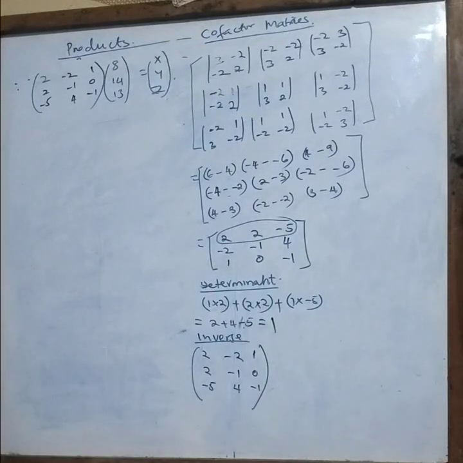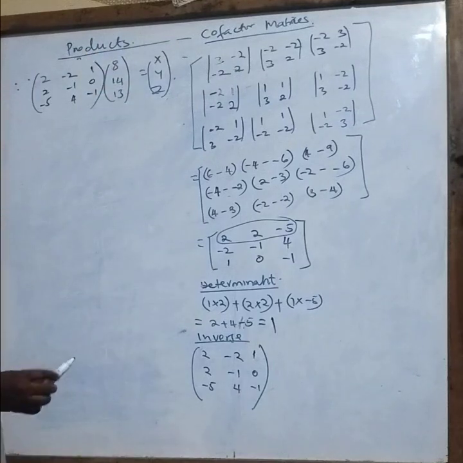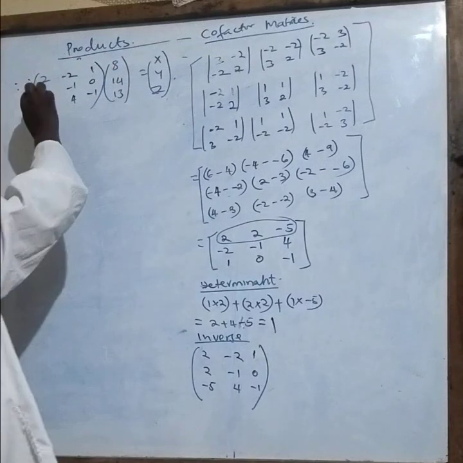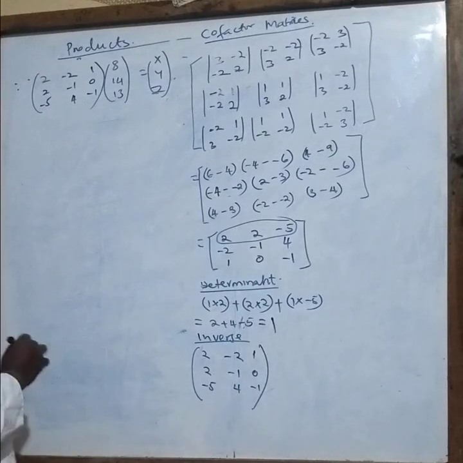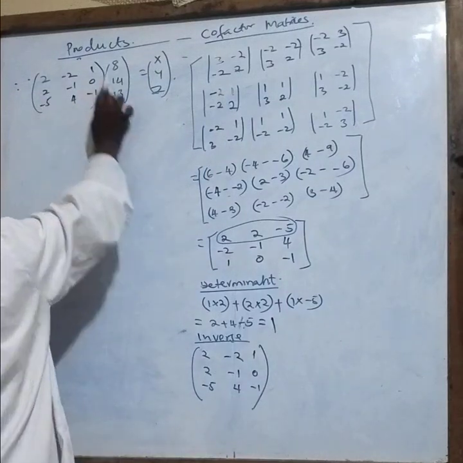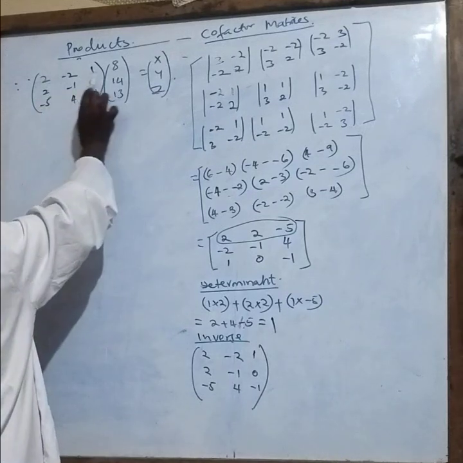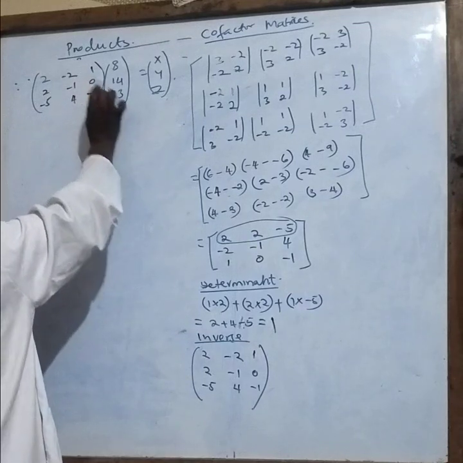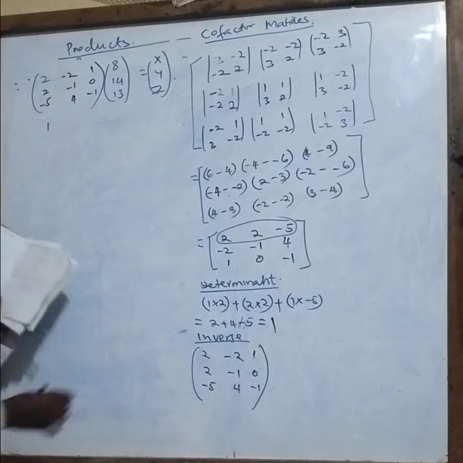So row times column. So the first row times column. Then the second row times column. Then the third row times column. You get the answers straight. Now in this case, if you multiply the first row and the column there, what is your answer? So 2 times 8 plus negative 2 times 14 plus 1 times 13. If you work that out, your answer is 1.